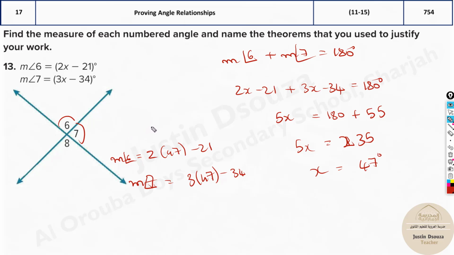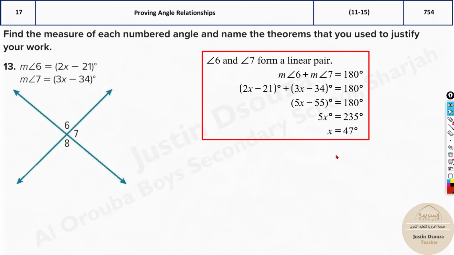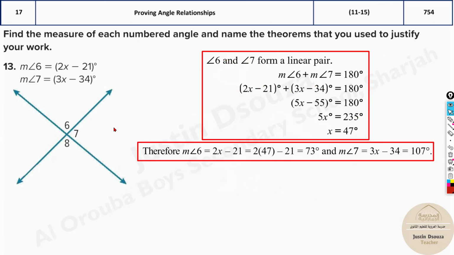94 minus 21, so it is 73 degrees, this one, the measure of angle 6. The same way you can find the next one, 7. Now what about the measure of angle 8? These are vertical angles, 6 and 8. So if this is 73, this must also be 73 degrees. It doesn't matter what the measure of 6 is, that will be equal to 8 as well. So here we got 47 degrees as x, we measured 6 as 73 degrees, and over here we will get 7 as 107.